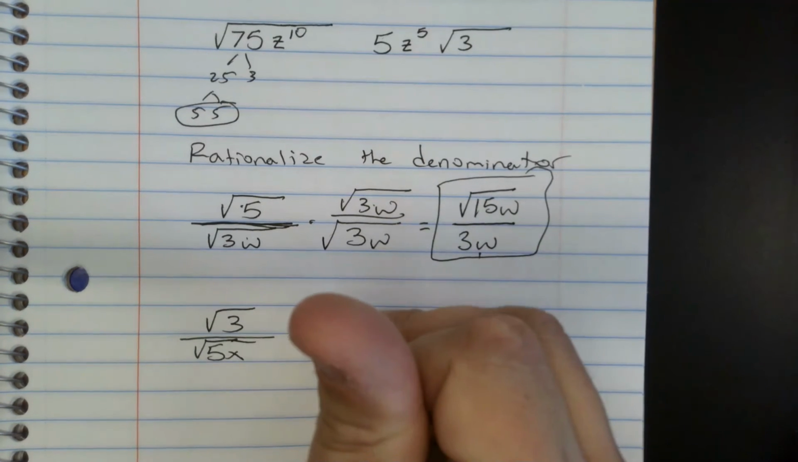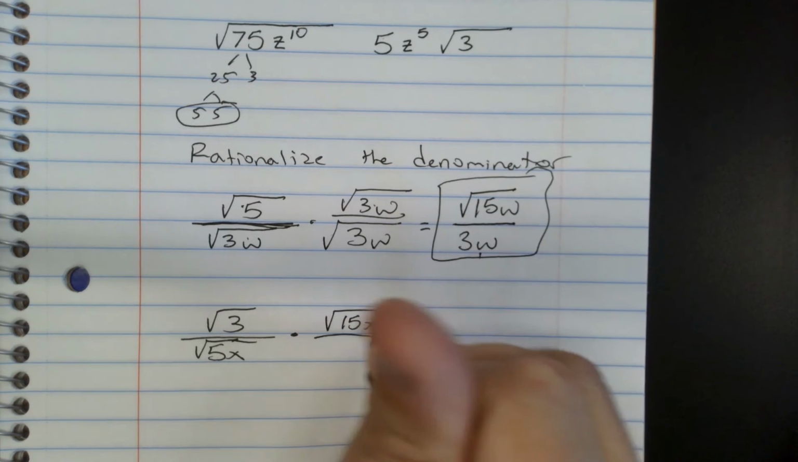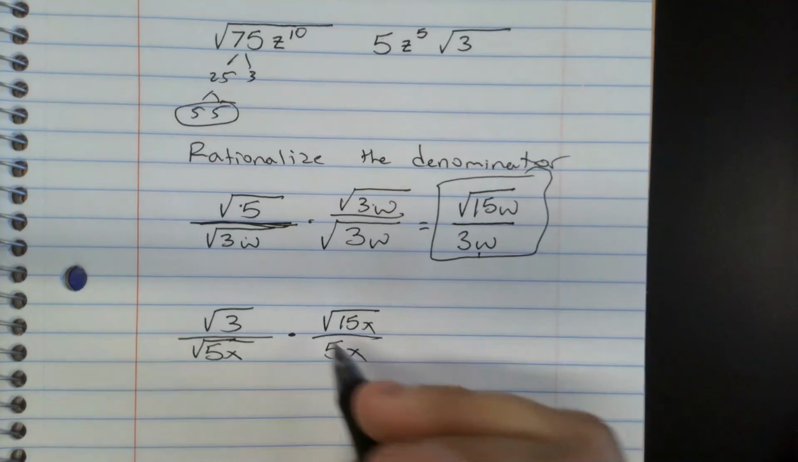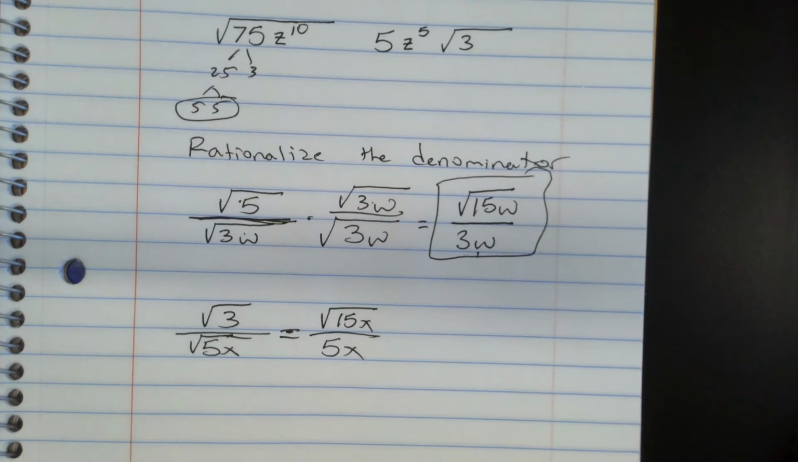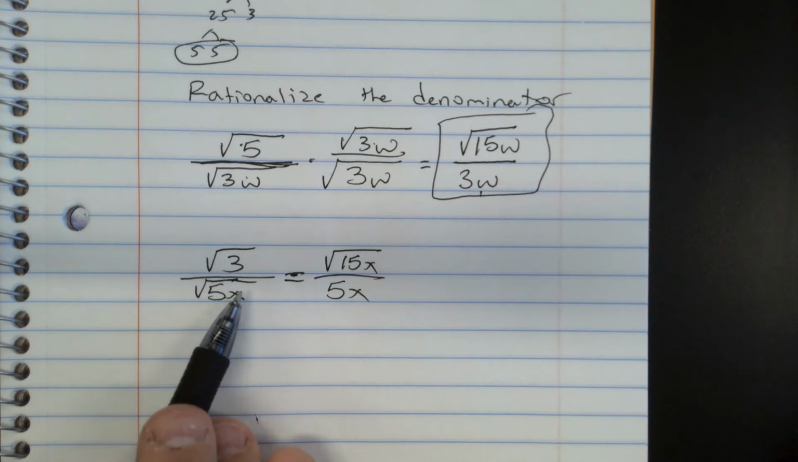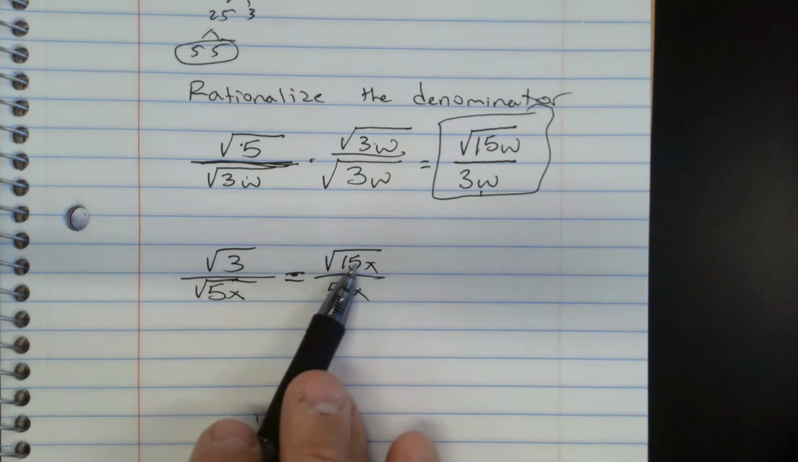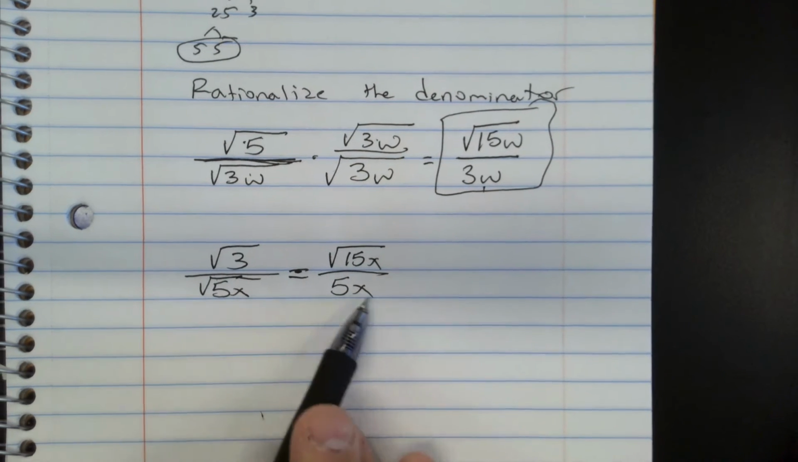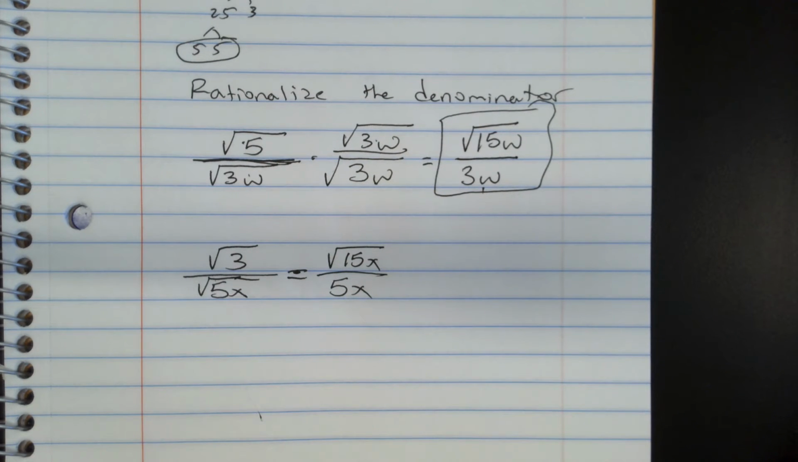Hopefully everyone got this as your solution. Did everyone get that? Okay, so we times the top and the bottom by the square root of 5x. 3 times 5x is 15x. Square root of 5x times square root of 5x is 5x. Okay, any questions on rationalizing the denominator?